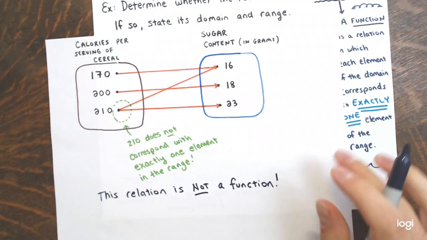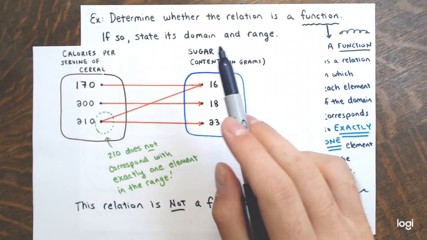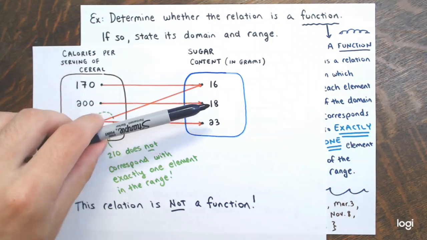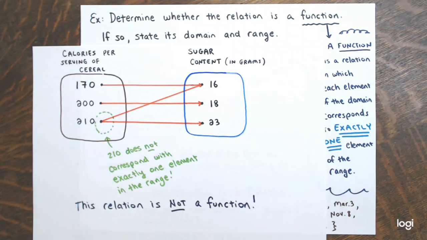And since it is not a function, I don't have to state the domain and range. That was just part of the exercise: if it is a function, give me the domain and range. I mean, you could still state the domain and range of the relation. It's just, those are not the domain and range of a function this time. Domain would be 170, 200, 210. The range would be 16, 18, 23. Again, those are just the domain and range of a simple relation.